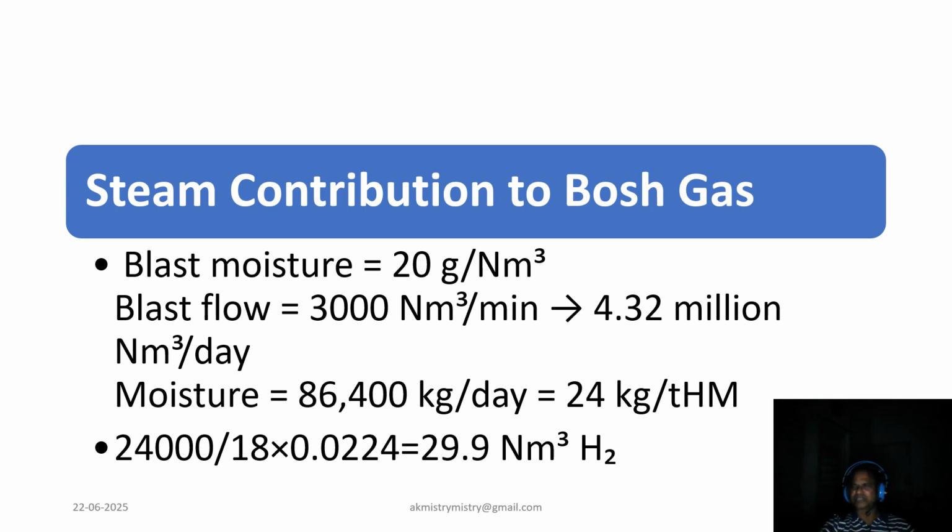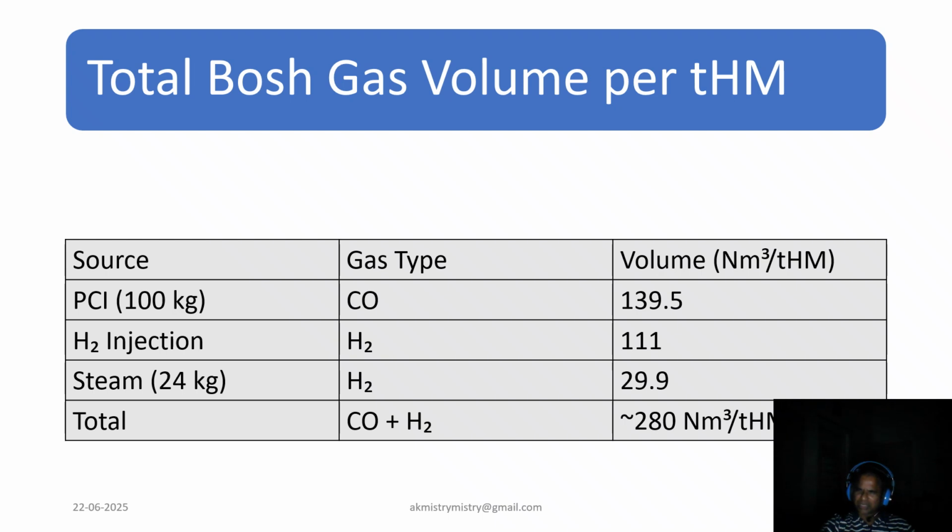Suppose our blast carries 20 gram of moisture per normal meter cube and the total blast flow is, suppose, 3000 normal meter cube per minute, then over a day that adds up to 86,400 kg of H2O. So a huge amount. For 3,600 ton of hot metal, that is around 24 kg H2O per ton. So this is a way to exemplify the intensity. Then breaking it down using molar conversion, this produces around 29.9 normal meter cube of hydrogen. This slide shows what sort of contribution is there from the steam.